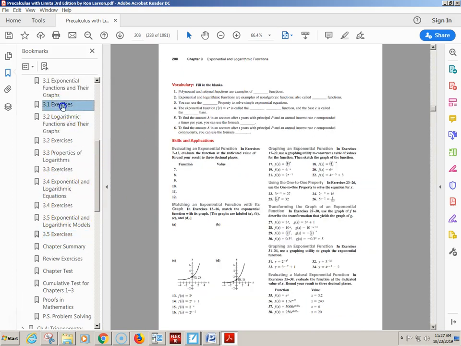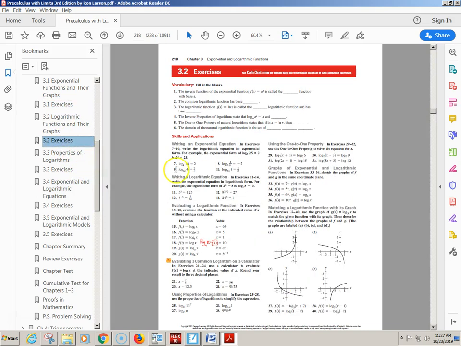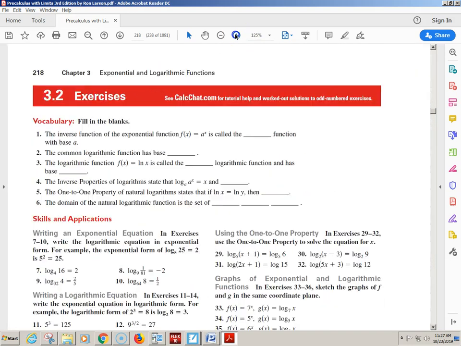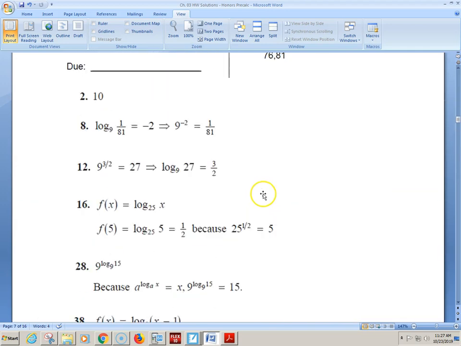We did grade 3.1 though, right? The basic exponential ones? Okay. We did not grade the basic logarithmic ones. Here we go, section 3.2. One big ol' assignment for us.